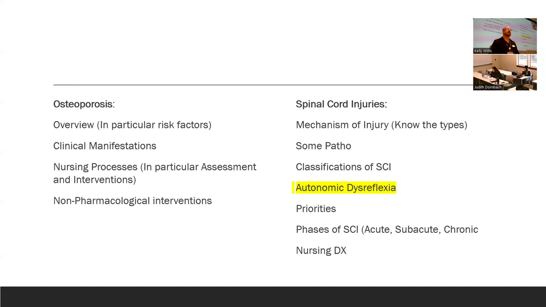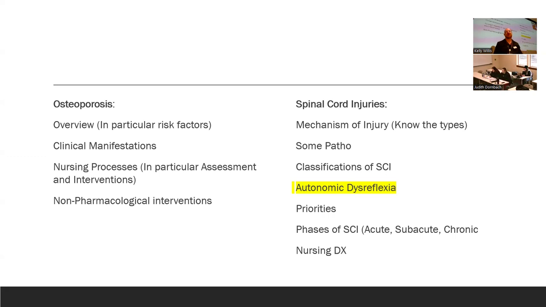And we have, I think, six topics for this one. So osteoporosis. Definitely check out the overview. On all of these disease processes, you'll need to know a little bit of patho, what the definition is, because they have different definitions. So overview, clinical manifestations. So what does it look like? Nursing process. And mostly non-pharmacological interventions. We're not going to talk a whole lot about pharmacological interventions for this week.